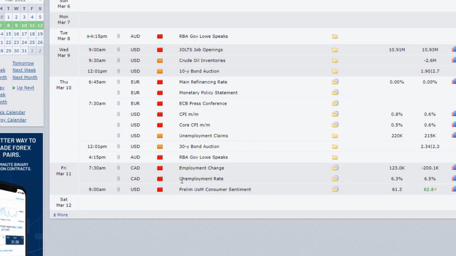And on Friday, we're going to be having the Canadian unemployment rate and employment change. So USD CAD, or most of the Canadian dollar crosses, will experience volatility that day. So watch out for that.